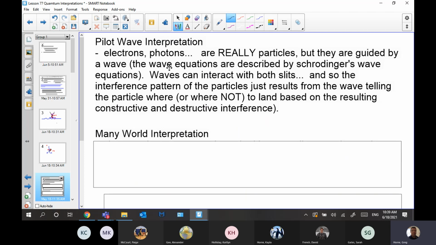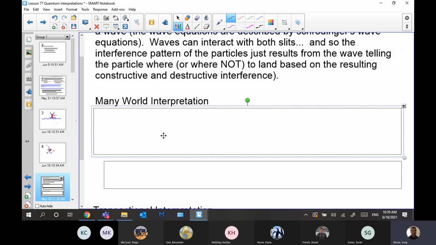This is just a theory. I'm not saying it's true. I'm just saying, if it is, then everybody can relax. Particles are just particles. That's all. Everything's all good. But they're guided, as you know, by wave properties through space-time. So the interference patterns just result from the waves telling the particle where or where not to land based on constructive and destructive interference. Pretty beautiful idea, really, I kind of think. It doesn't explain everything, though, mind you.